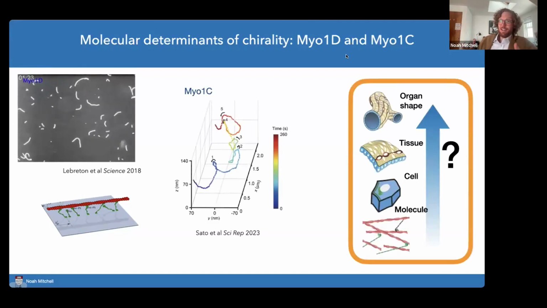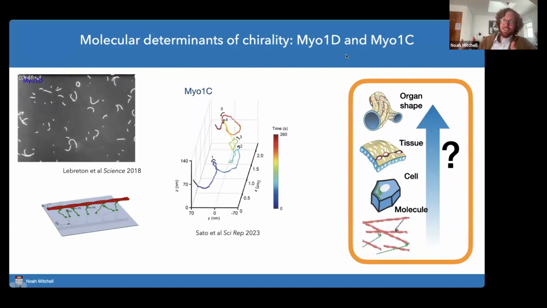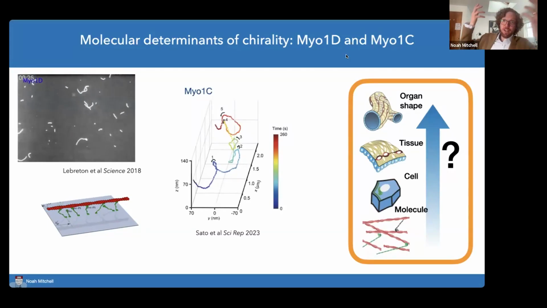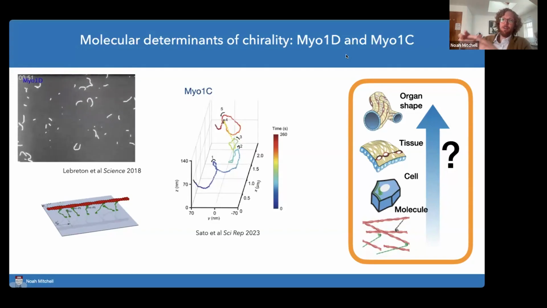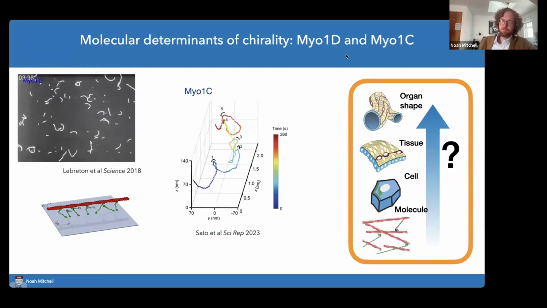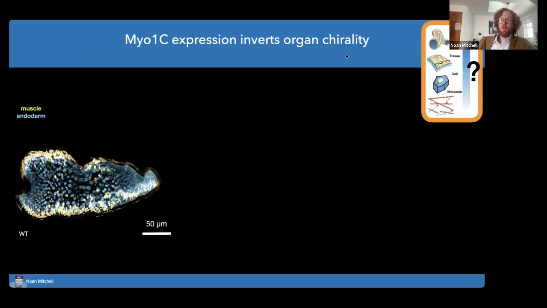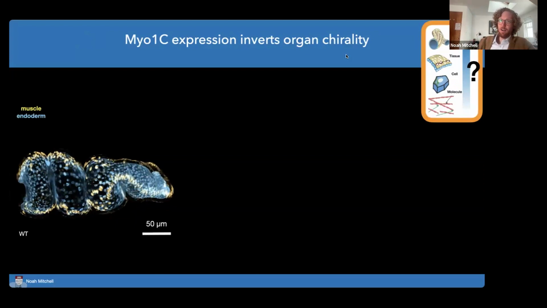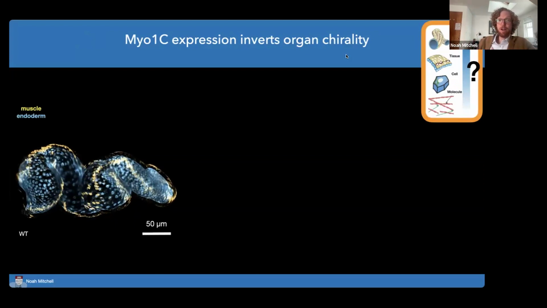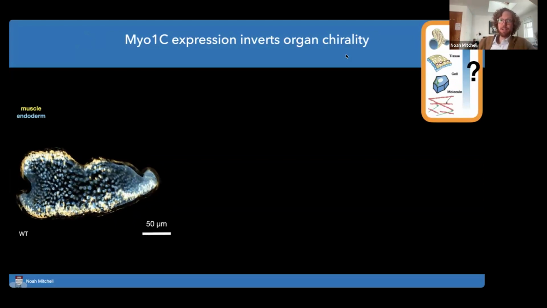What I'm really interested in understanding is how this scales up from that level of molecules to how the cell becomes chiral, how tissues become chiral, and then how organ shapes become chiral. Indeed, these unconventional myosin motors are at play here, and that's been known actually for a long time, like 20 years.